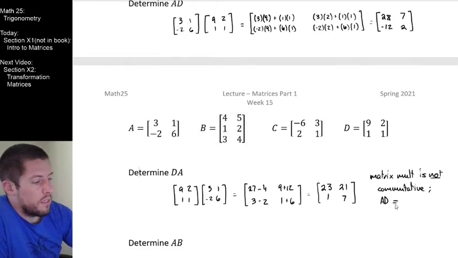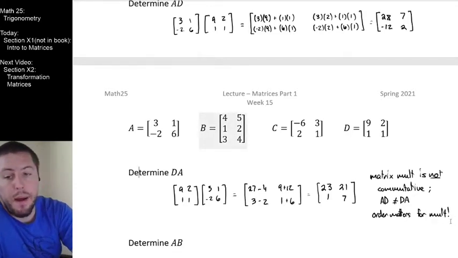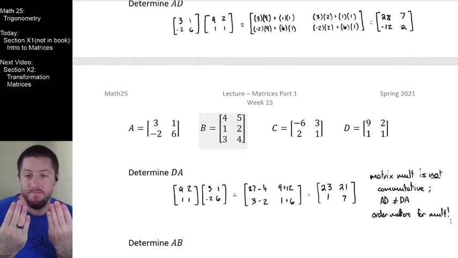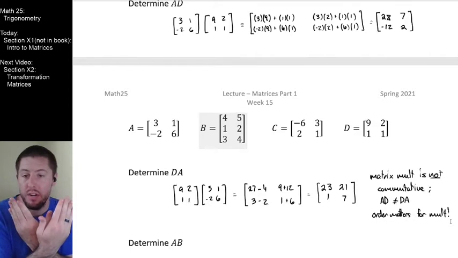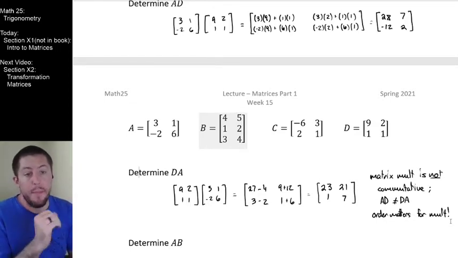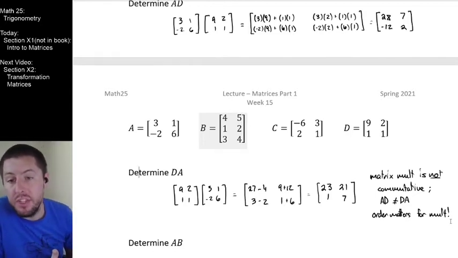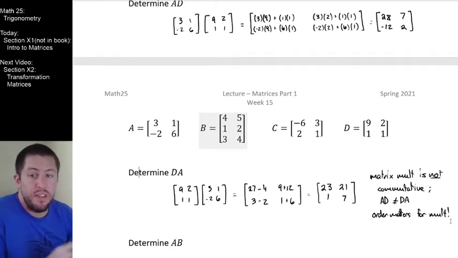AD is not equal to DA. Order matters for multiplication. Now, up above, we saw that when we did addition between matrices, we just added term by term. So that means that we could have swapped the order and things would have still worked out. So matrix multiplication is not commutative, but matrix addition and subtraction is commutative, just like you'd want it to be. The matrix A plus the matrix B is equal to the matrix B plus the matrix A. But multiplication, that got ruined right there.